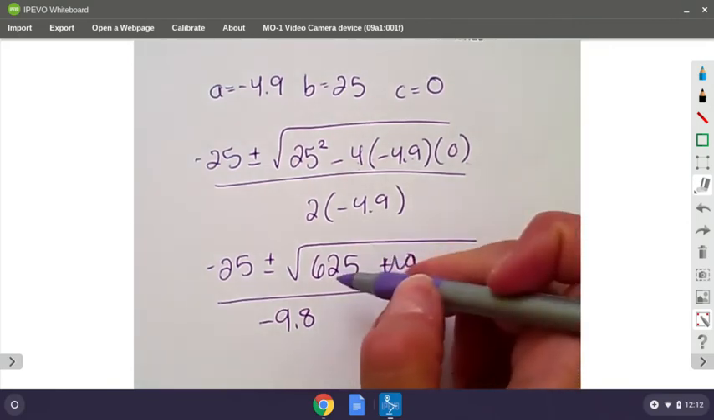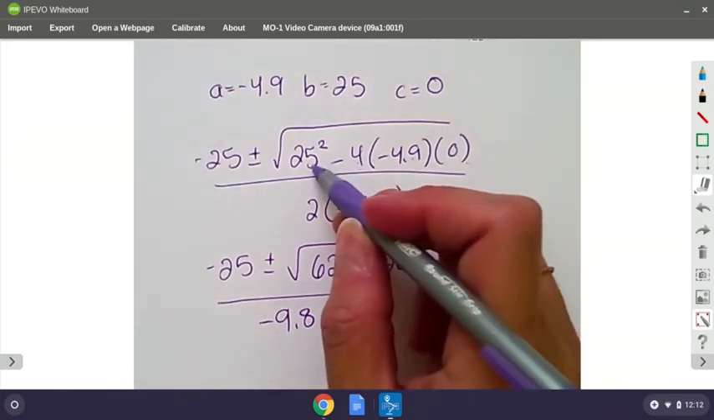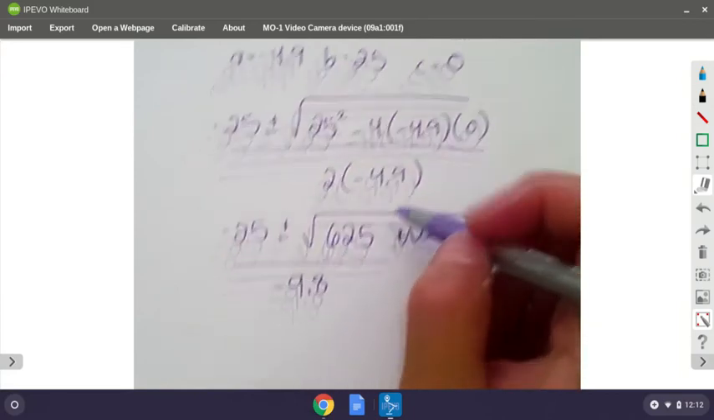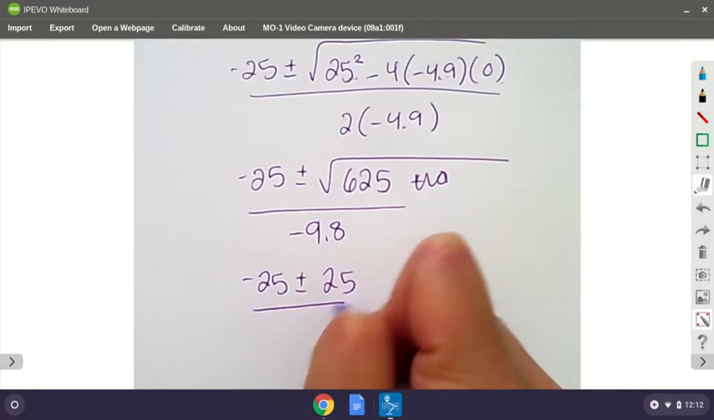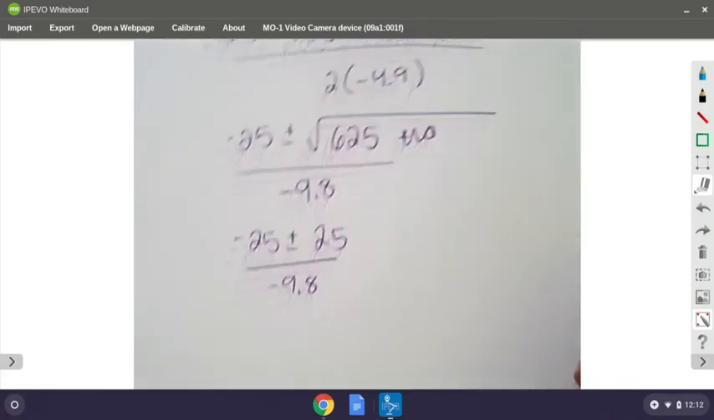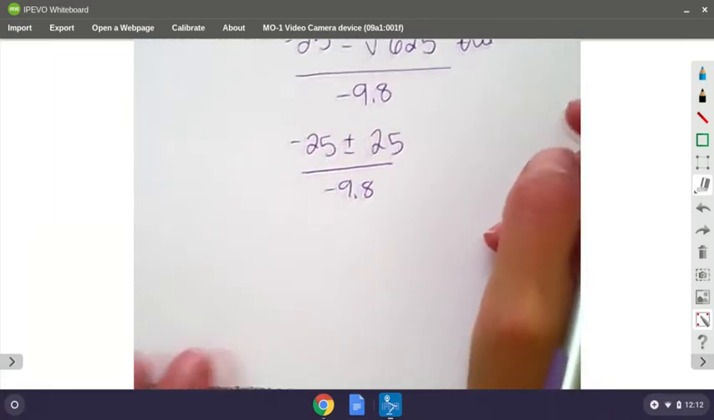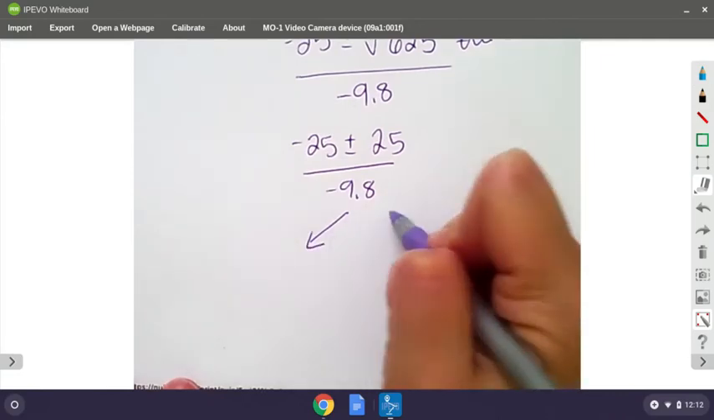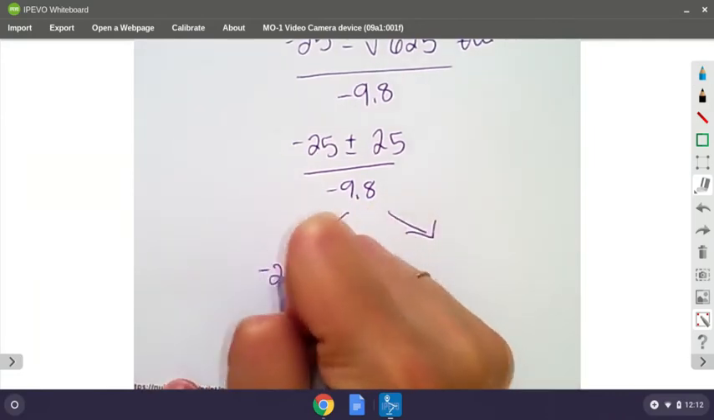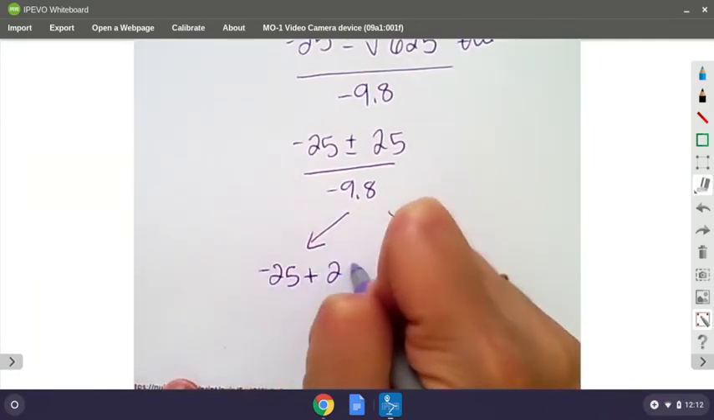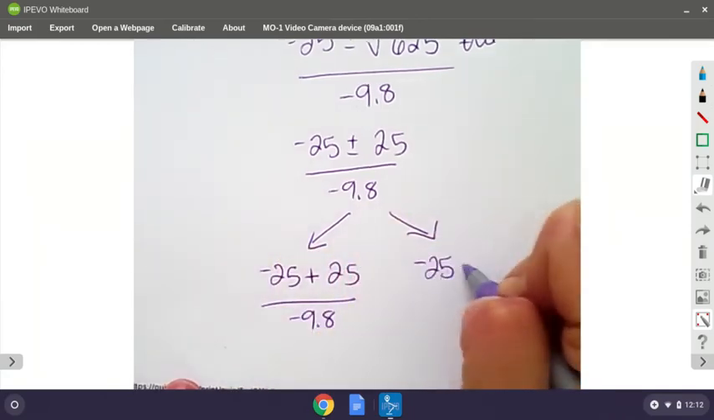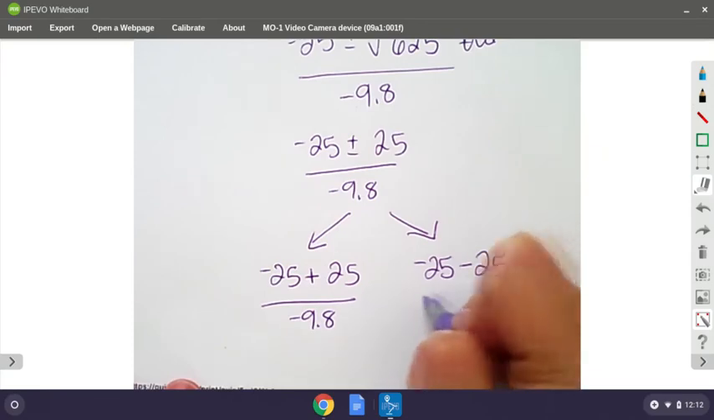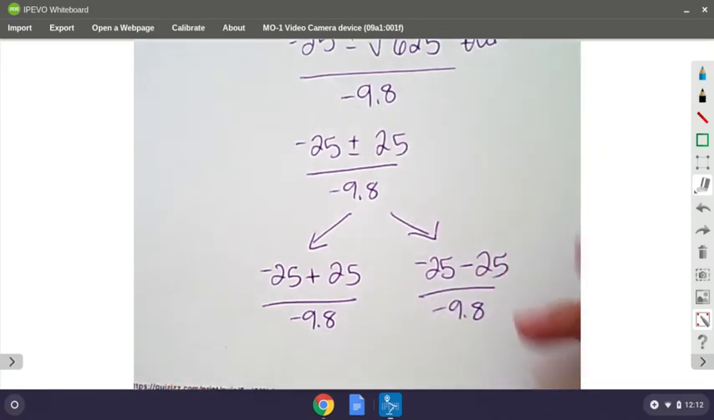Okay, so now we have to take the square root of 625, which is going to be 25 because we just got that 25 squared was that. So it's going to be negative 25 plus or minus 25 over negative 9.8. Then remember, you have to do the plus and the minus. So we'll do our positive one that way and our negative one that way. So negative 25 plus 25 over negative 9.8, and then negative 25 minus 25 over negative 9.8.